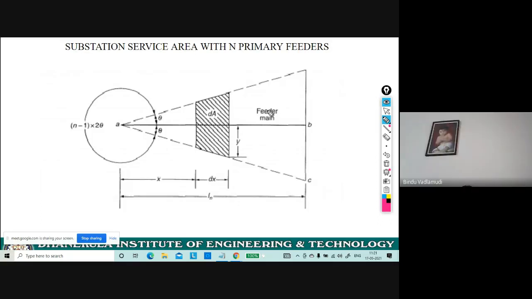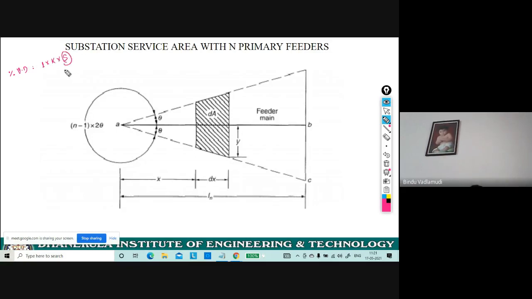So what is the thing you have to find? The percentage voltage drop. What is the formula? It is L into K into S. Is it the formula? Okay.